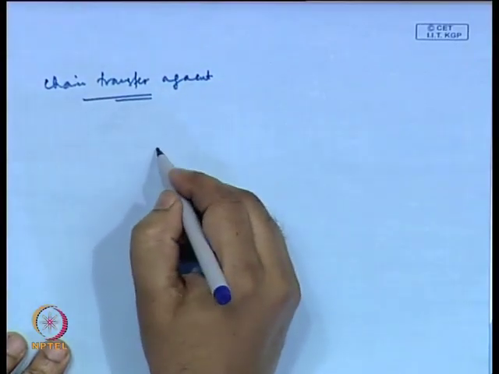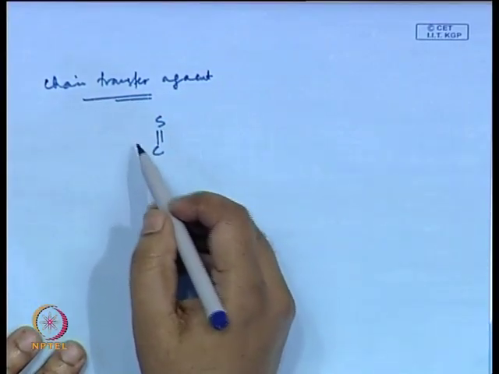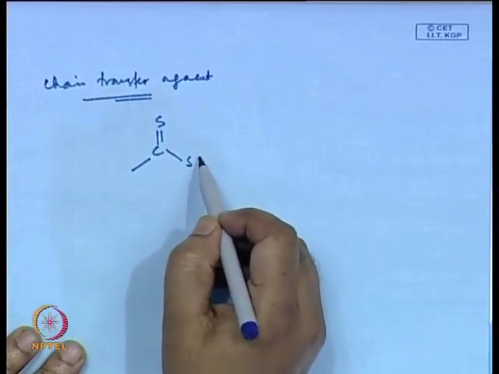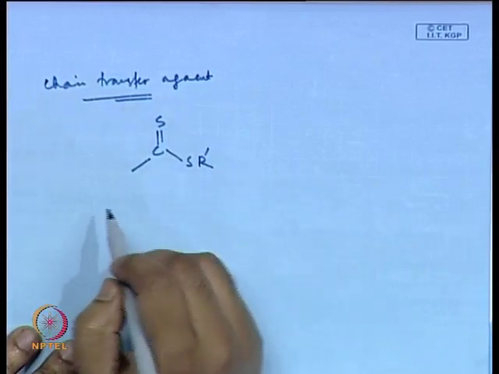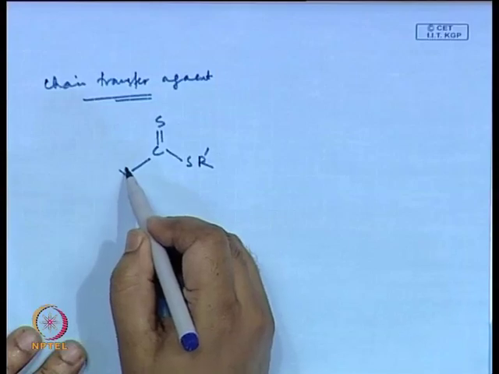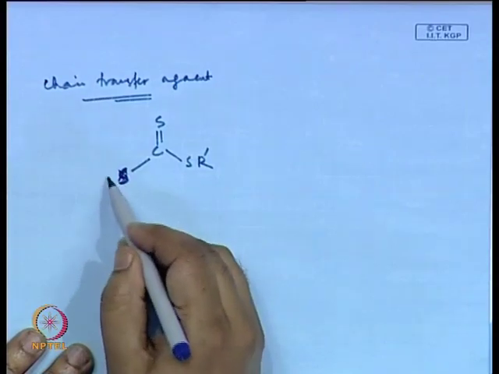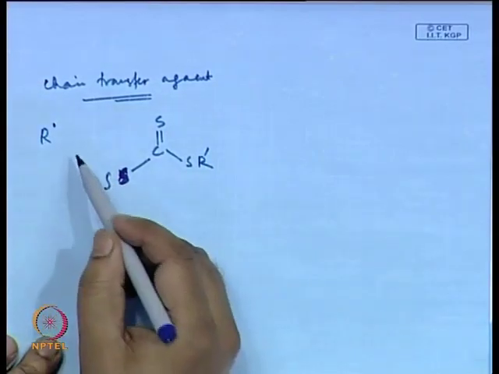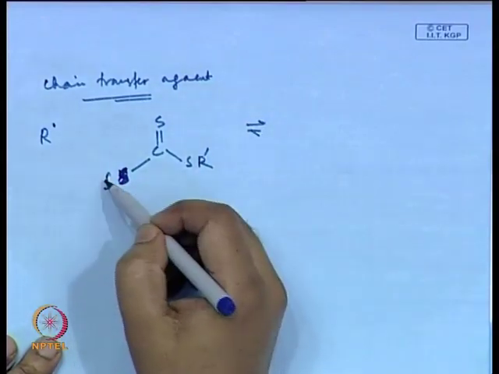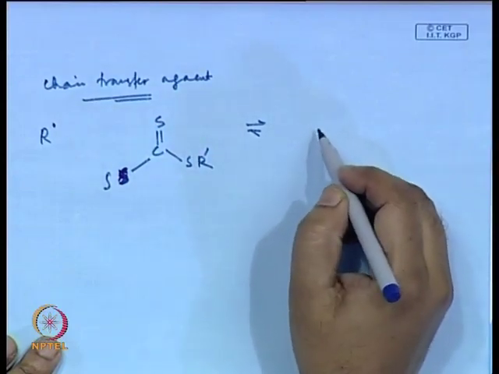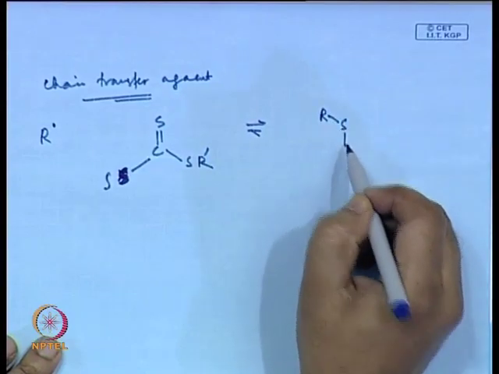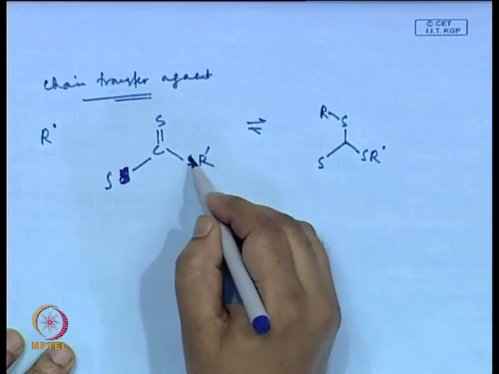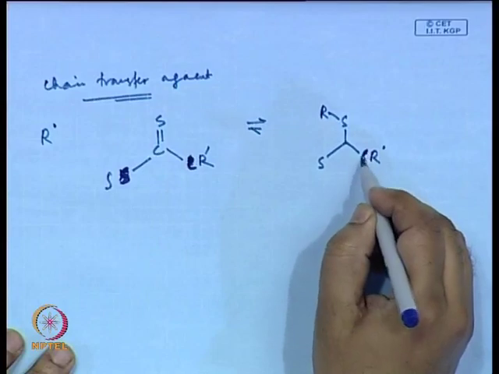It has a general structure, but I will give you the most common example for the time being; it could be something else as well. So, it is a dithioester. Now, if you have a radical which can undergo reversible addition to this S and form R S, this is, let us put it carbon.